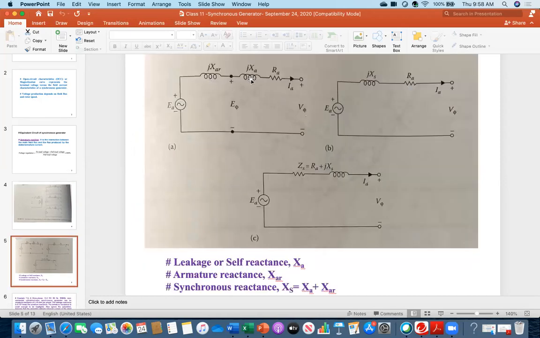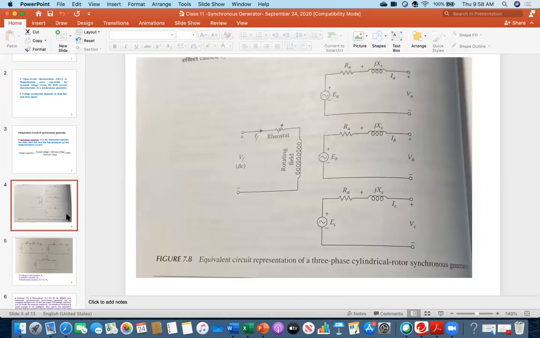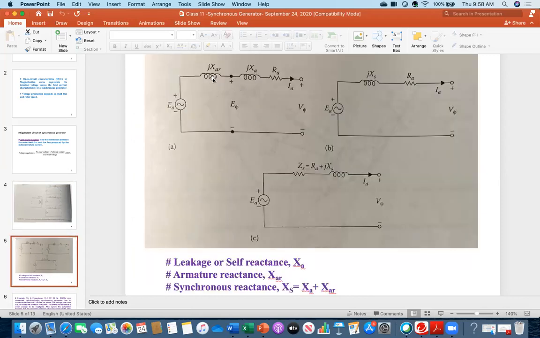You see, there are two coils. There is one coil here, the other coil is here. The resistance RA is the same. So XA, which I have written here, is called the leakage or self-reactance. And then the other reactance, XAR, is called the armature reactance. And then the total, XA plus XAR, is called XS, the synchronous reactance. So if you sum up these two, that is the synchronous reactance, which was available in this picture. Now, why is this XAR coming?